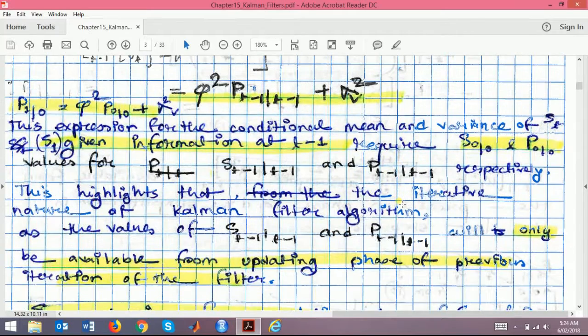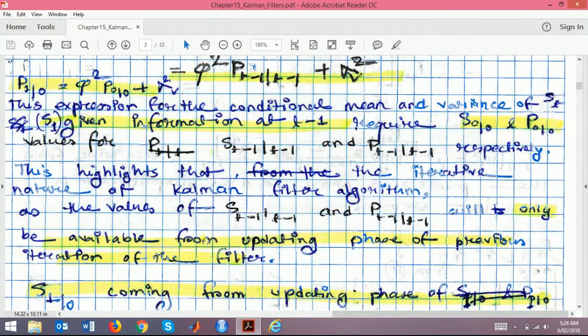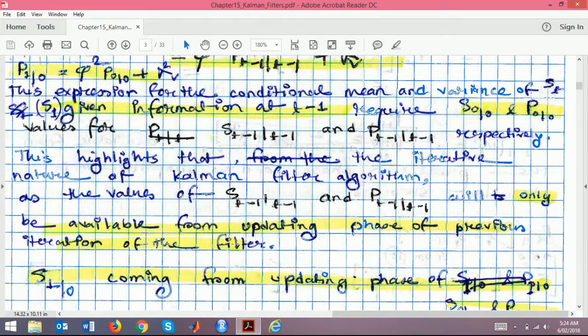This highlights the iterative nature of the Kalman filter algorithm, as the values of S0|0 and P0|0 will only be available from the updating phase of the previous iteration of the filter. So each time we estimate S0|0 and P0|0 and use them to update the next iteration, because each time S0|0 and P0|0 are used as initial parameters to estimate S1|0 and P1|0.